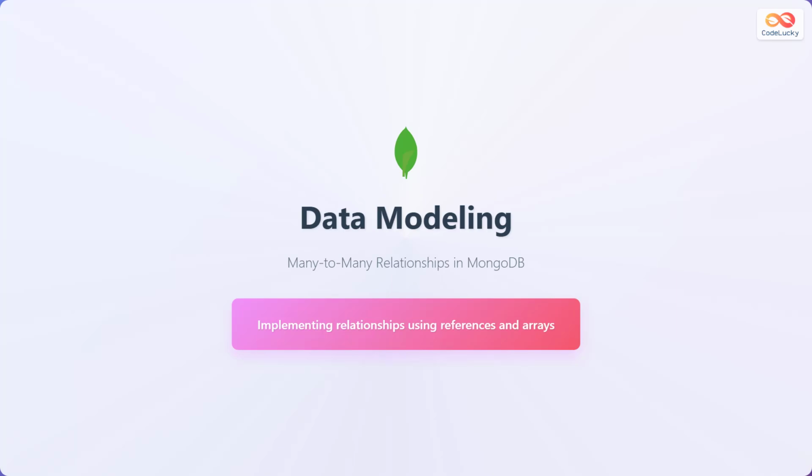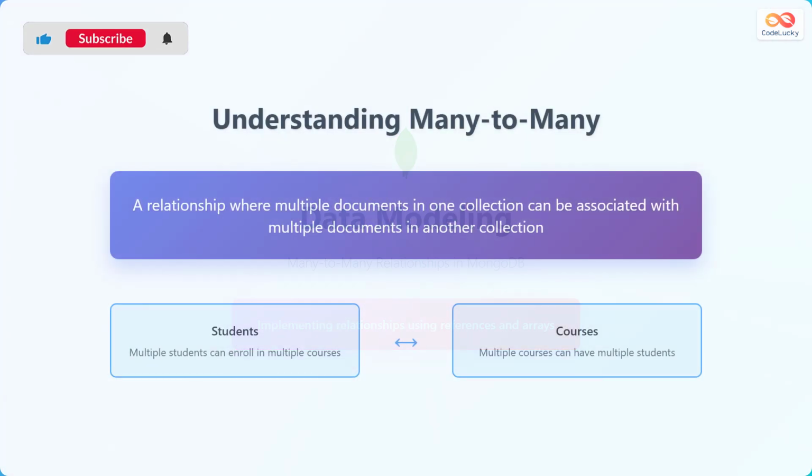In this video, we'll explore how to model many-to-many relationships in MongoDB. We'll be focusing on implementing these relationships using both references and embedding. A many-to-many relationship exists when multiple documents in one collection can be associated with multiple documents in another collection.